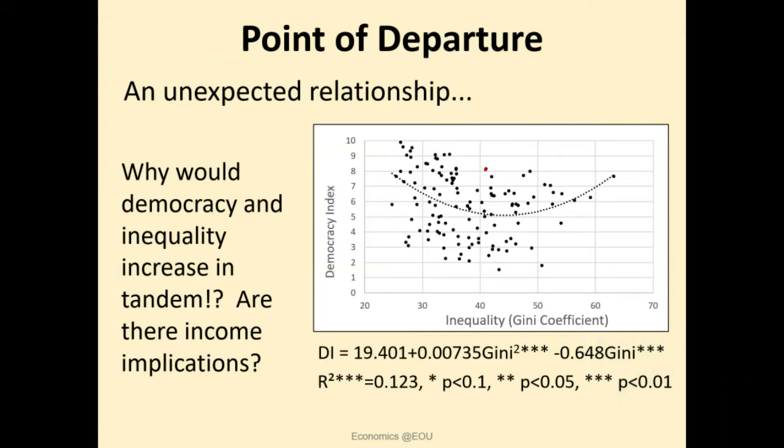Why in the world, though, would you have more democracy at high inequality? It was a surprise. It didn't make sense. The dotted line, there's this equation, and for what it's worth, the coefficients are significant. The explanatory power is low, but it's significant at a reasonably high level.